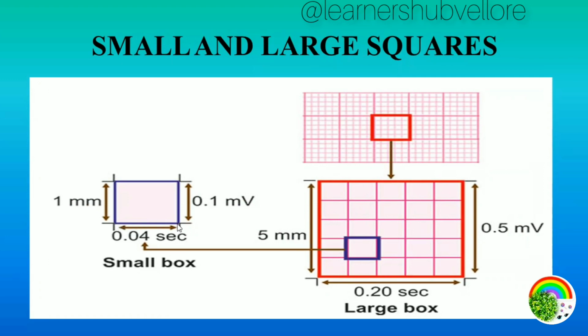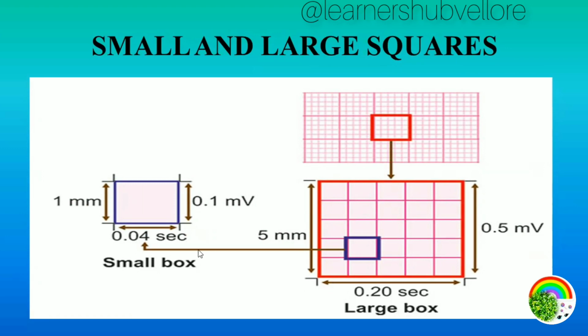If we take one small square, the height is 1 millimeter and the time is 0.04 seconds. If we see the voltage, it is 0.1 millivolt. This is for one small box. The same we will calculate for one big square.